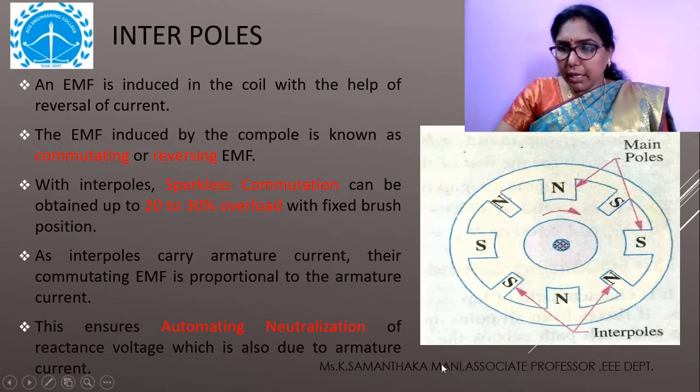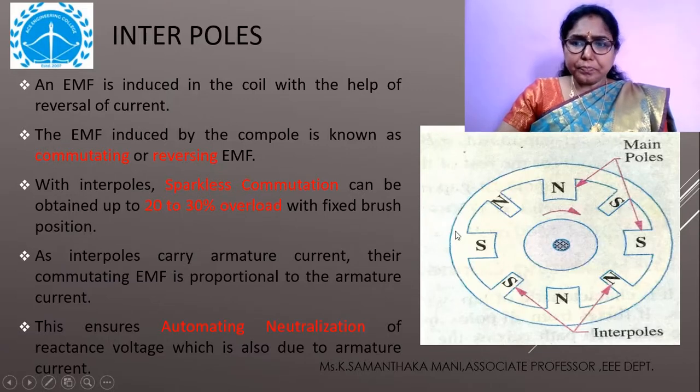You can observe here a diagram representation of a 4-pole generator. Main poles: I am showing here north pole, south pole, north pole, south pole. In between we are placing the interpoles: south here, north and south, and north pole here. So 4 main poles are there, 4 interpoles are there, and the direction of rotation is clockwise. These are called main poles, and the small ones are called interpoles.